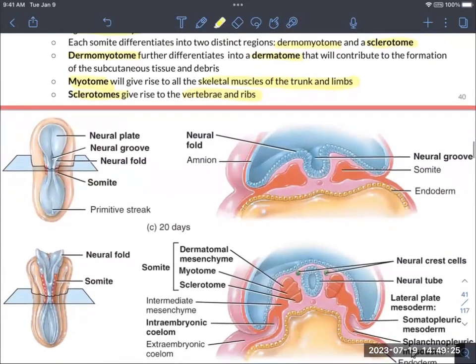So we can start to see these little red sections on the side here. Those are those somites. And then those somites, we get more and more of them. Here's a somite developing in here. Now we've got more somites. We start to see that dermatomal mesenchyme, the myotome, the sclerotome.